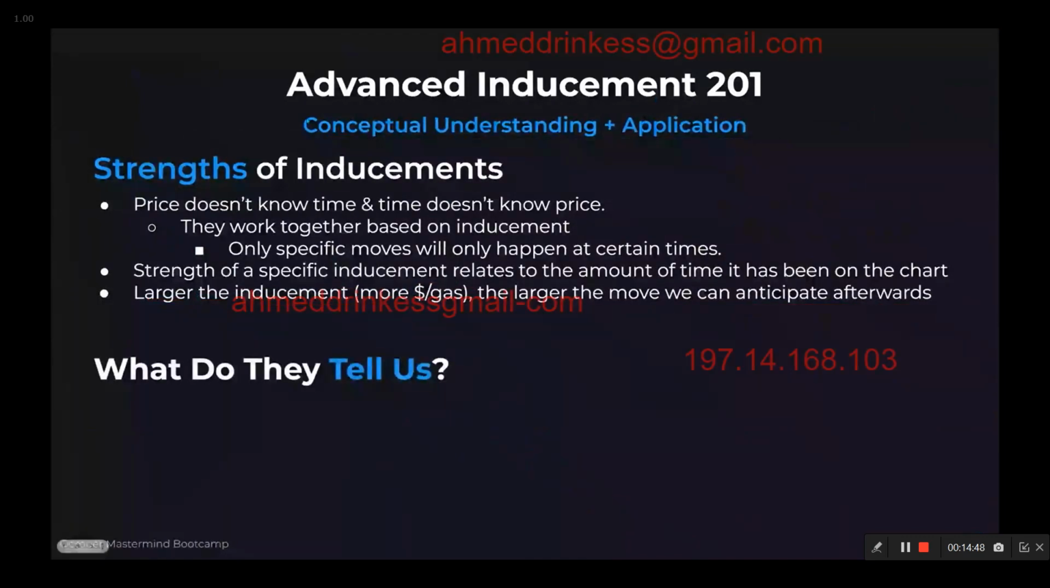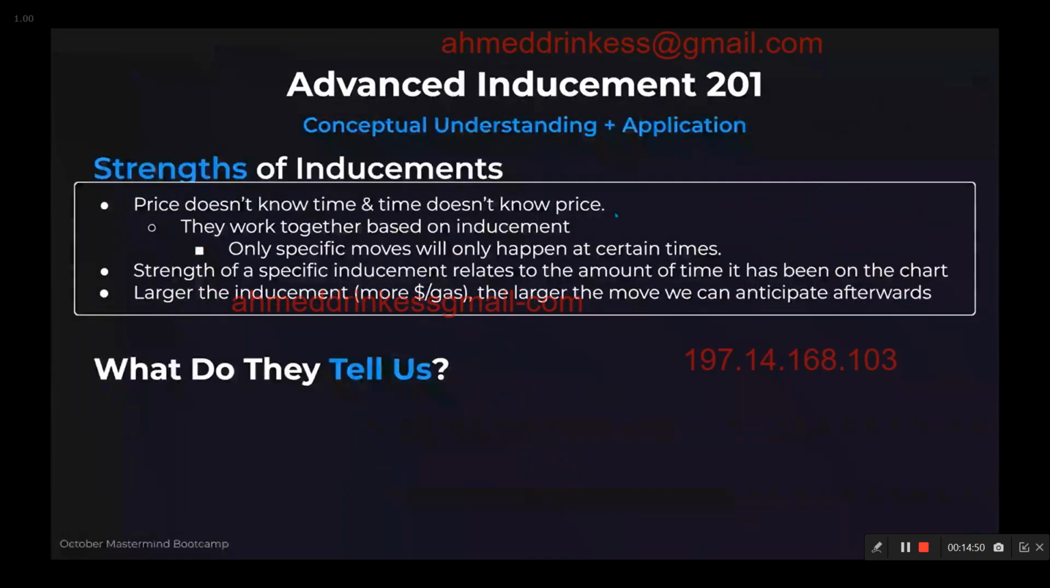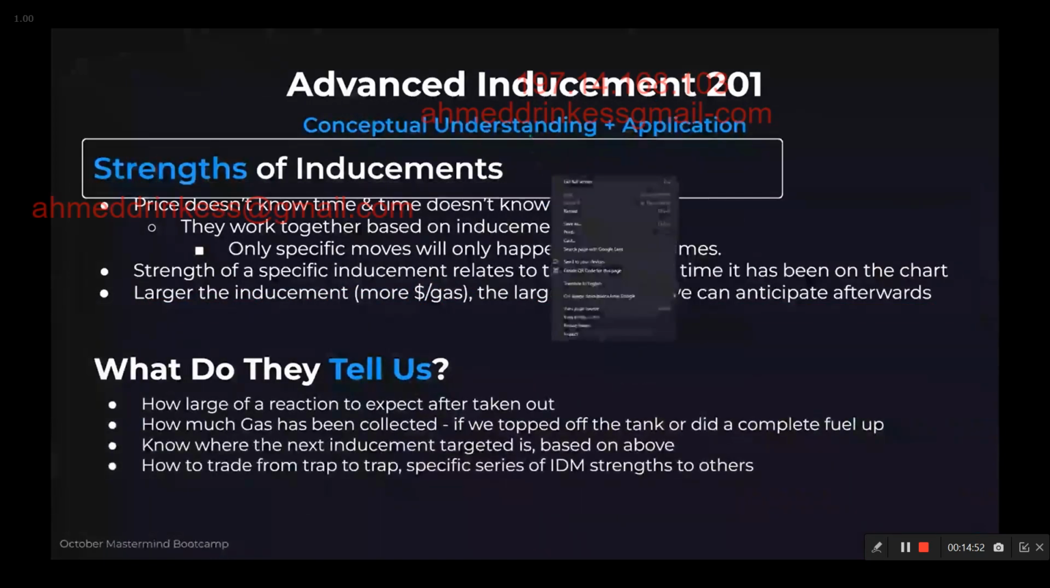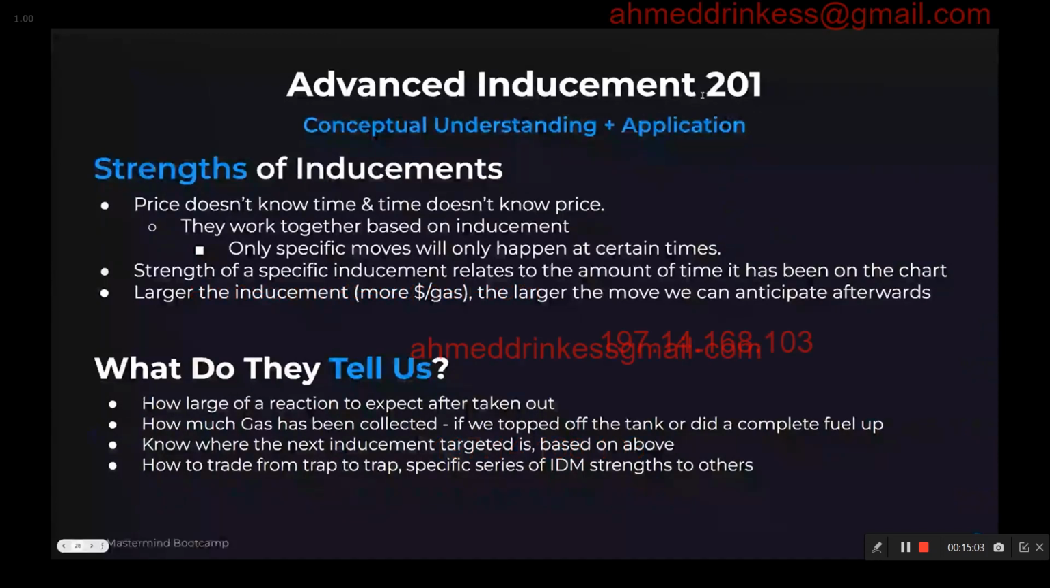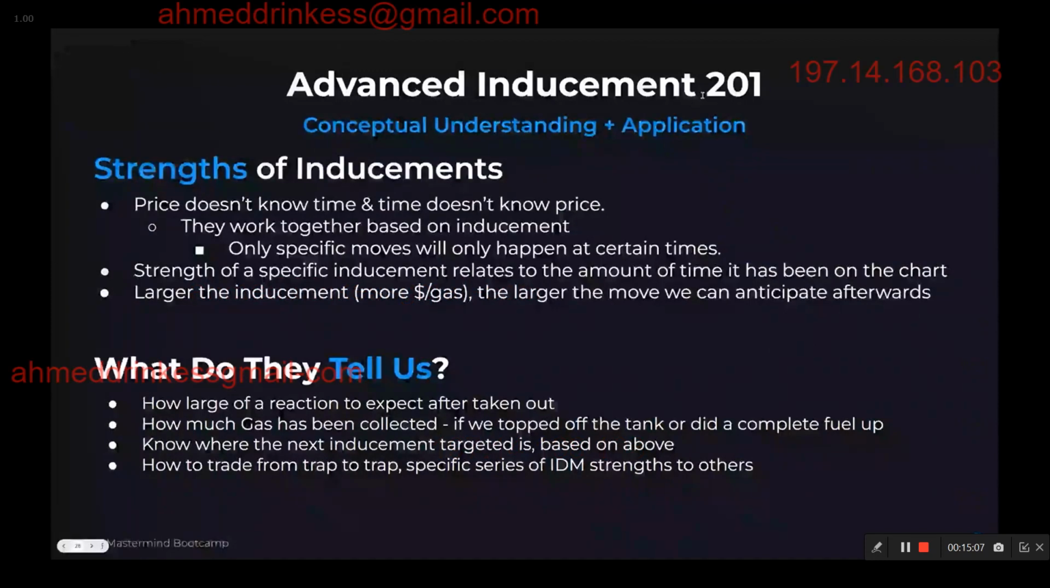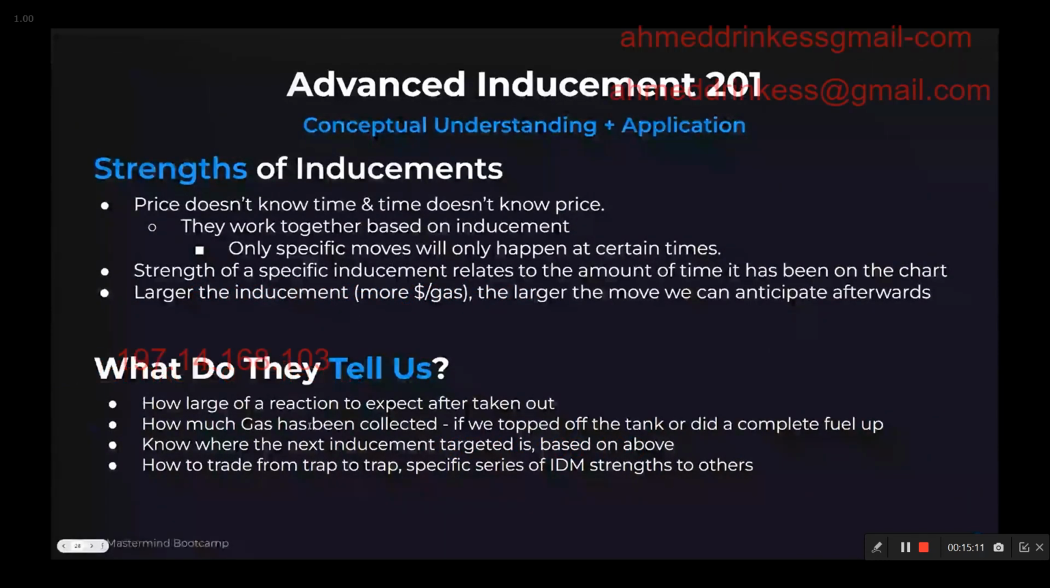So specifically, though, what do they tell us? What do they tell us? How large of a reaction to expect after it's taken out. For instance, you can imagine that a 1-minute inducement will cause a smaller reaction than a 1-hour inducement. You can expect many more pips to be collected, targeted afterwards. It also tells us how much gas has been collected.